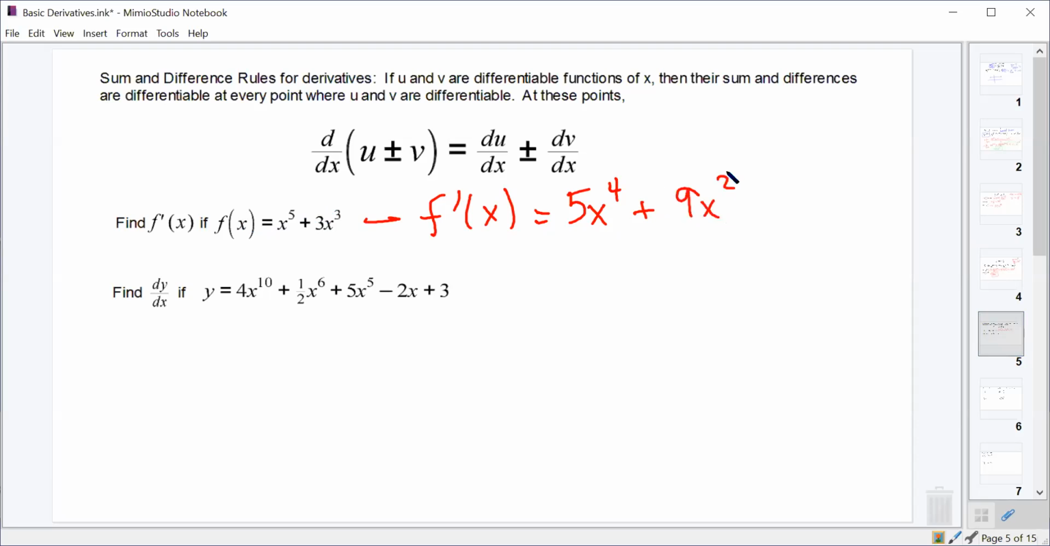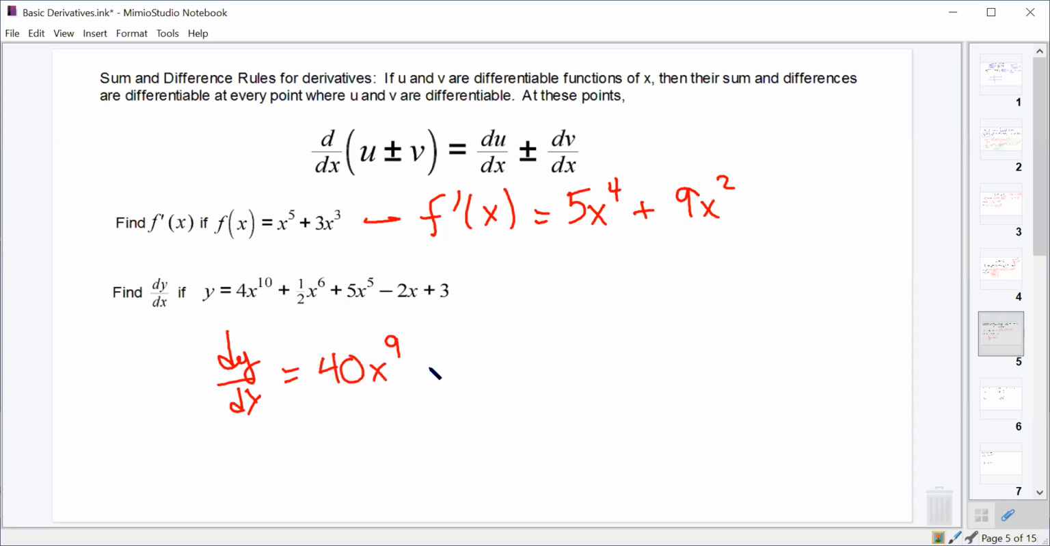These derivatives should be, I hope, pretty straightforward. It's just some simple arithmetic, right? Once you get the hang of the rules and what to do with them. So now we want to find dy dx for this other one. I got a bunch of things being multiplied together. That's fine. 4x to the 10th should turn into what? 40x to the 9th. 40x to the 9th, good.